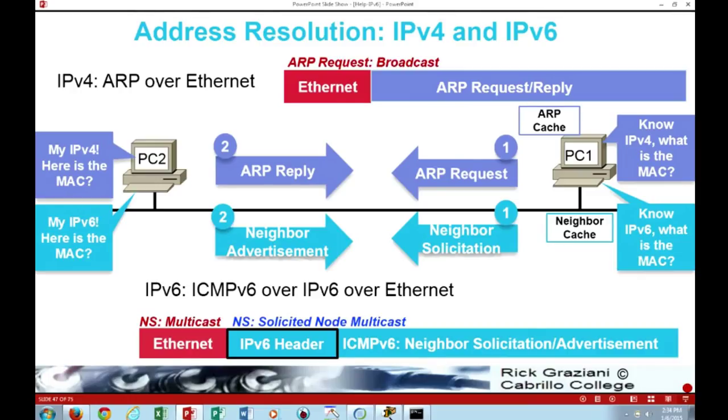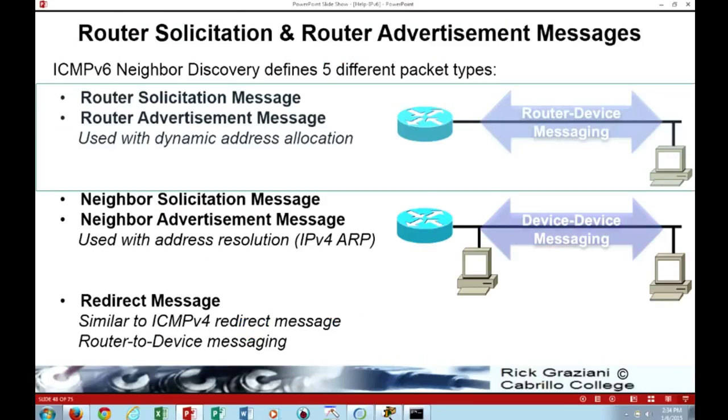In IPv4, it's a broadcast. The NIC card says, oh, here you go, ARP. Take a look. You've got to process it. Here, the NIC card can pretty much determine whether or not this is for me or not without having to bother ICMPv6. That's the short version. Okay, let's get into why we're here, SLAAC.